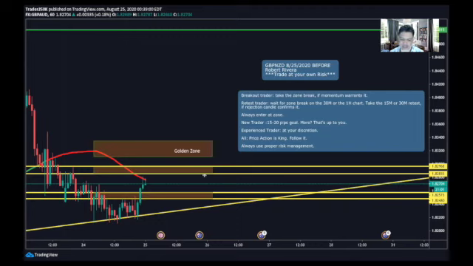I was a little concerned about sending this one because as you can tell, from the time it came back into the zone, that's only a couple of candles. So I was wondering if that would get you in trouble, but let's see what happened, okay? That was on the 25th. This is the result.